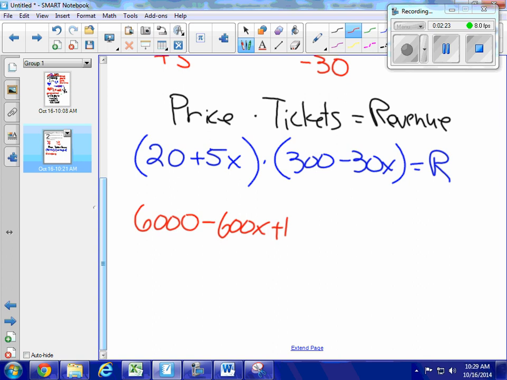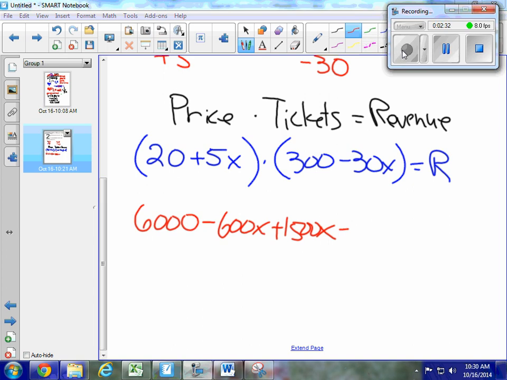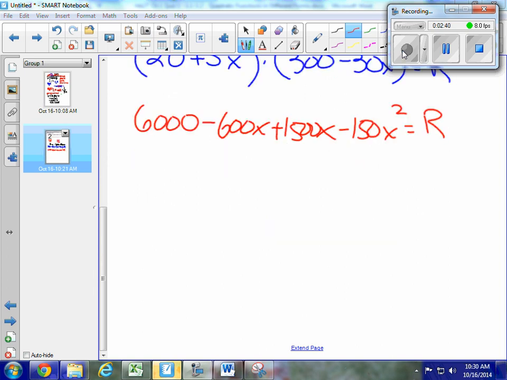plus 1,500x minus 150x squared. That is what my revenue is equal to. Let's simplify it a little bit. That's 6,000 plus 900x minus 150x squared equals r.